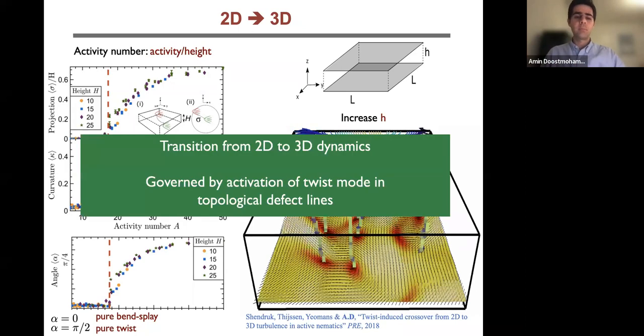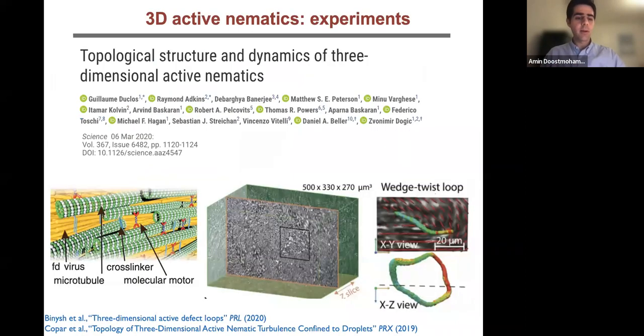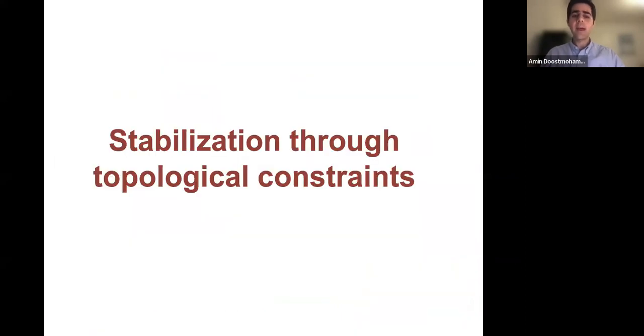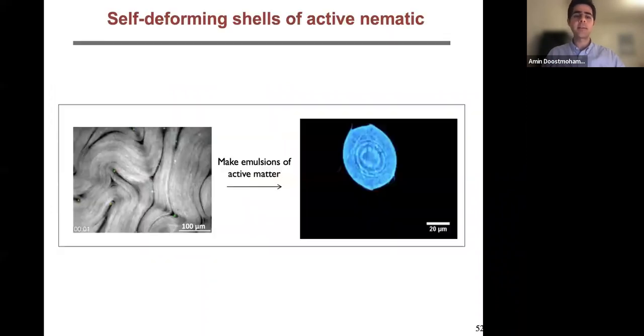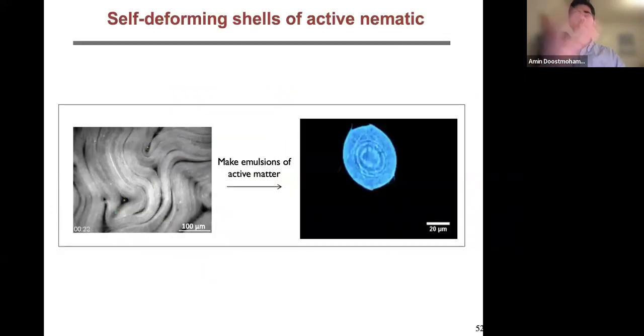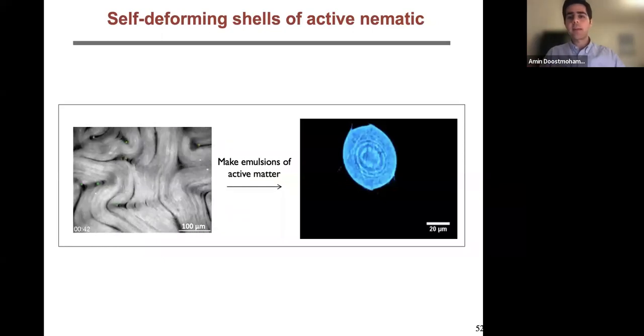And it was also observed in the experiments later on that you can form these loops and you can have these twists in the topological defect lines. I just come to the last part of the talk, and that is my favorite part about stabilization with topological constraint. And we can take the same system of microtubules and make emulsion out of it.